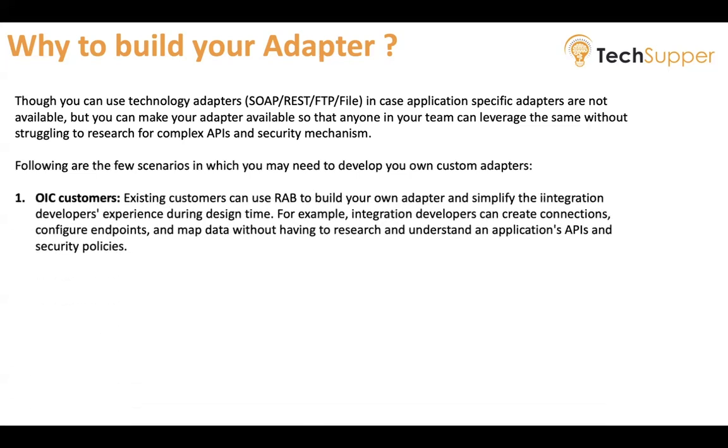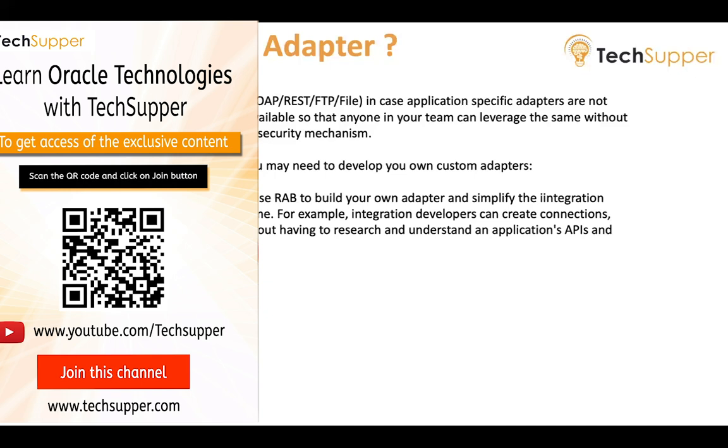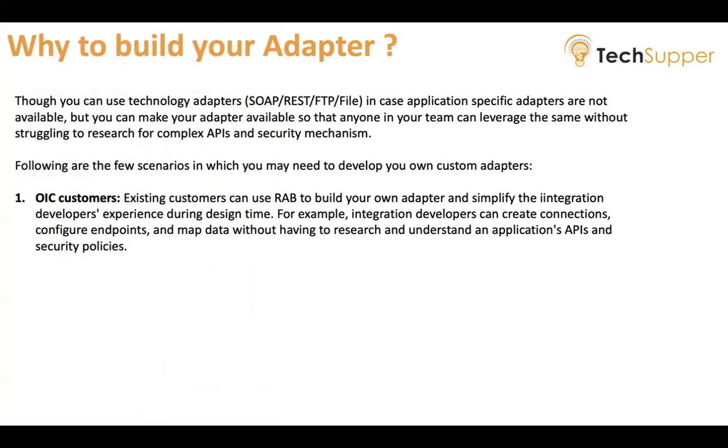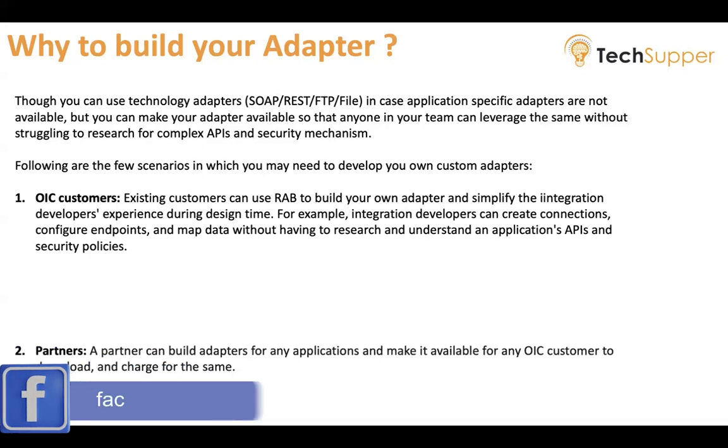Now there are a few scenarios in which you may need to develop your own custom adapters. Any OIC customer, any customer who is using OIC, can use this. Existing customers can use RAB to build their own adapters and simplify the integration developer's experience during design time. For example, integration developers can create connections, simply configure the endpoints and map the data without having to research and understand an application's APIs and security policies. They don't need to research the APIs if those APIs are available in the custom adapter.